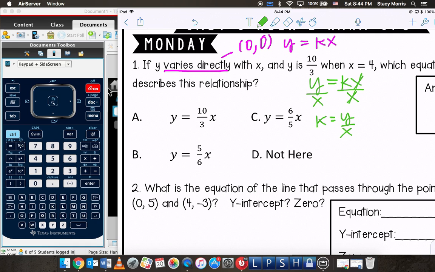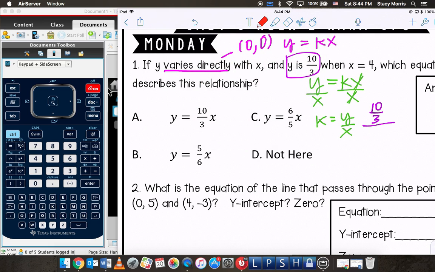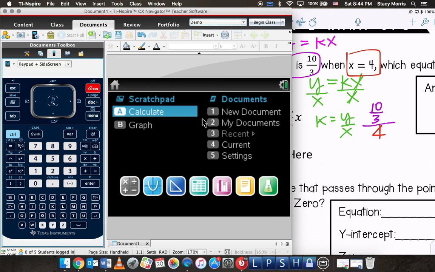So all we really have to do is take our y value, which is 10 thirds. So I'm going to put that in the numerator, 10 thirds, and we're going to divide it by our x value. So again, y divided by x would be 4. If you know how to do a fraction divided by a whole number, please do that. Otherwise, I'm going to encourage you to use your calculator.